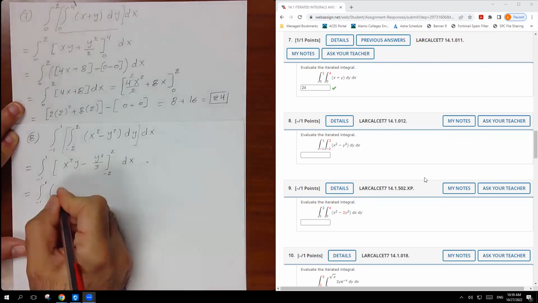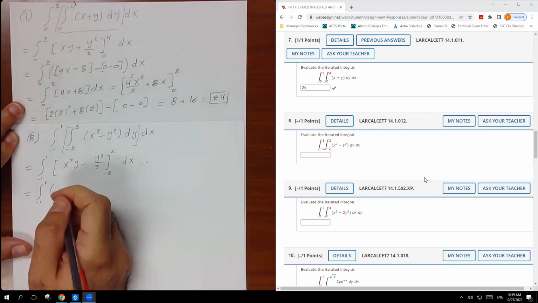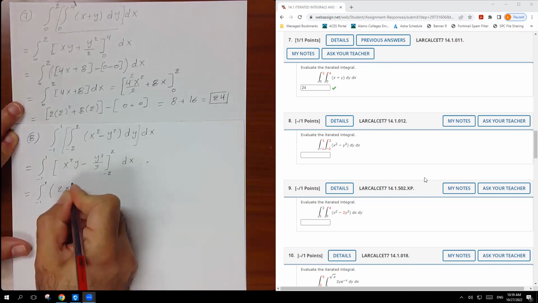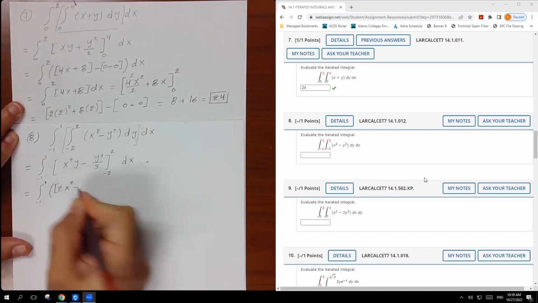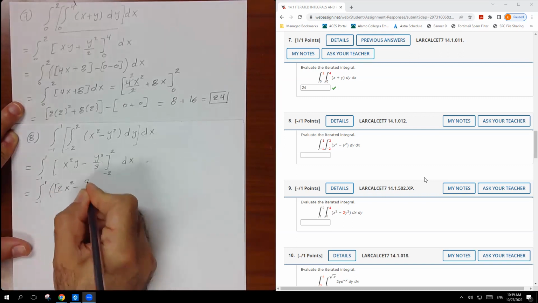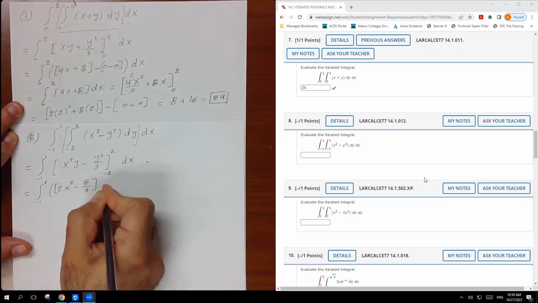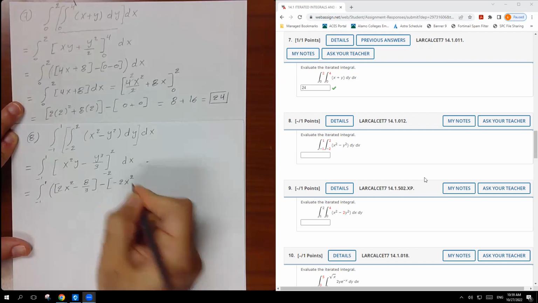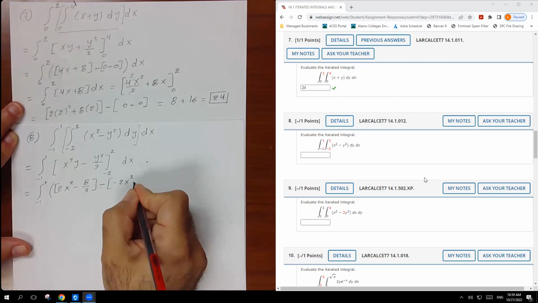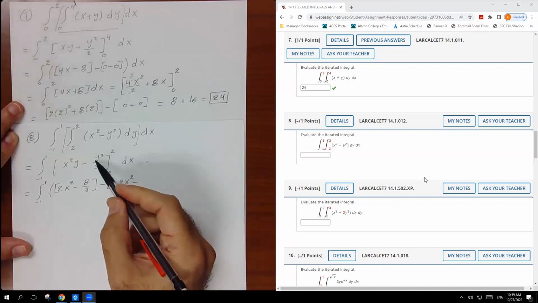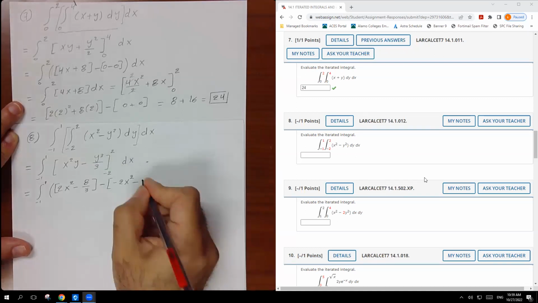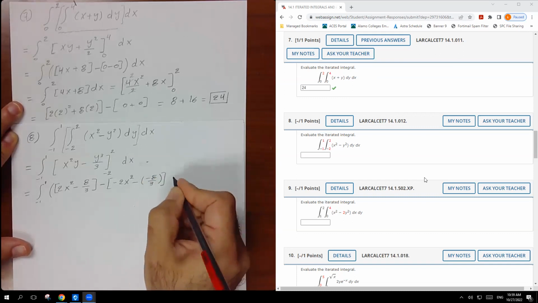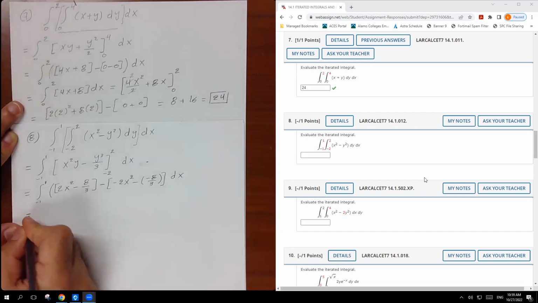Plug in the 2, so it's going to be 4y. We're going to plug in the 2 and the y. So it's going to be 2x squared minus, plug in the 2 here, so it's going to be 8 over 3 and everything minus. Plug in -2 here, it's going to be -2x squared minus, plug in -2 here is going to be -8. So here's going to be -8 over 3. And here is dx.